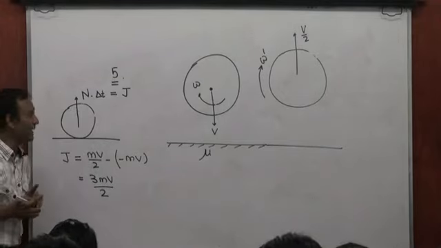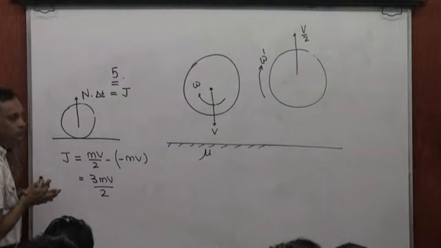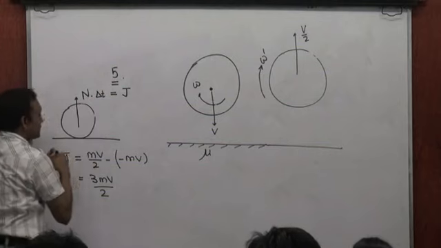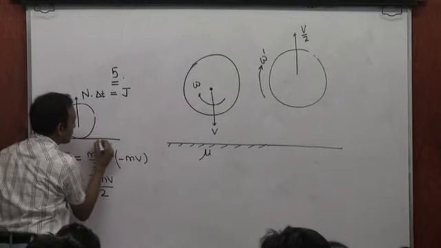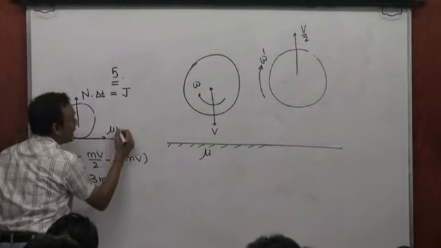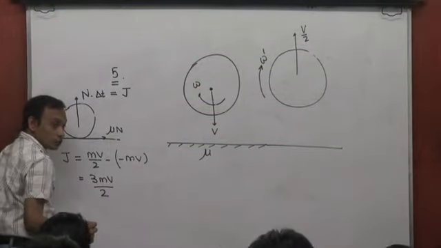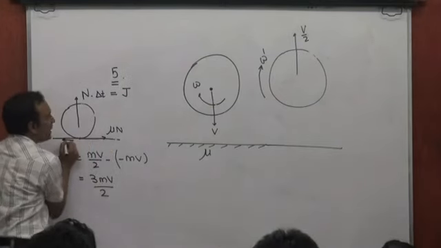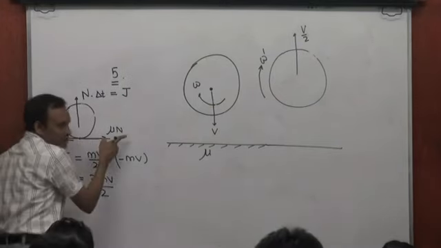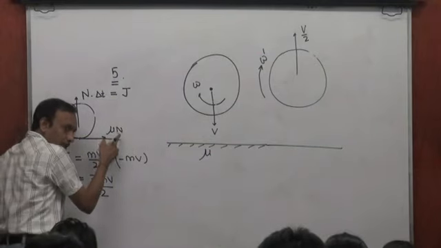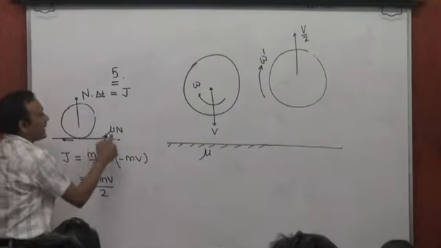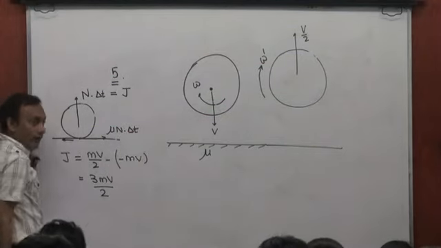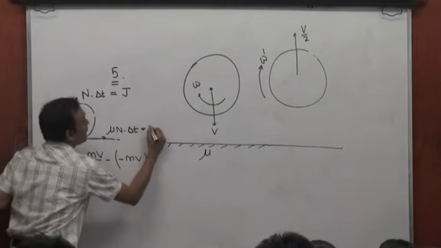Right? That makes it 3mv by 2. Now, because of this N, there is a frictional force mu N acting for a short time. Because this point has a leftward velocity r omega like this, a frictional force mu N would act to the right during collision. And this mu N also acts for a short time delta t, right? So that's the impulse because of the frictional force.